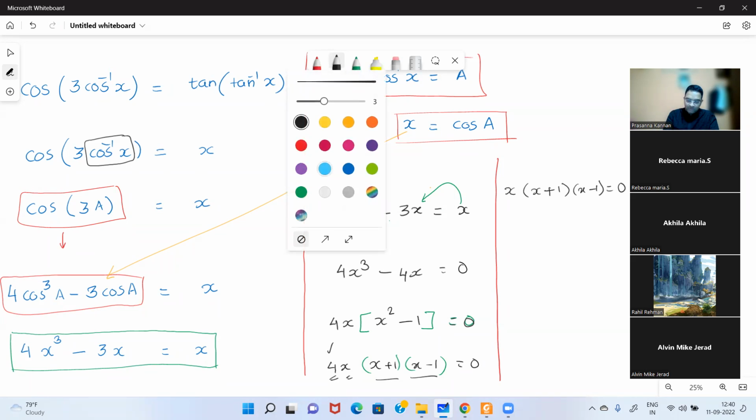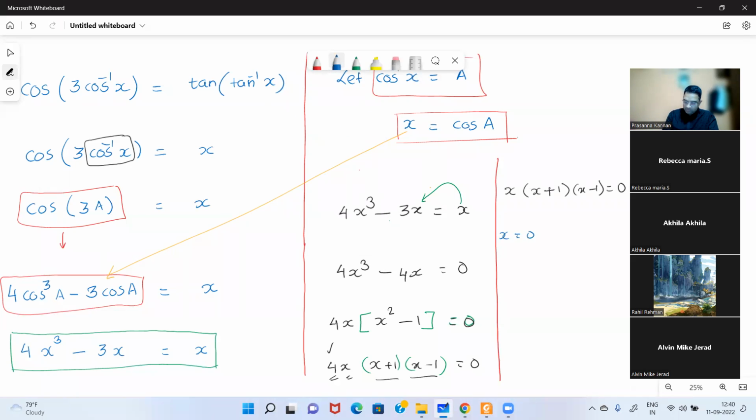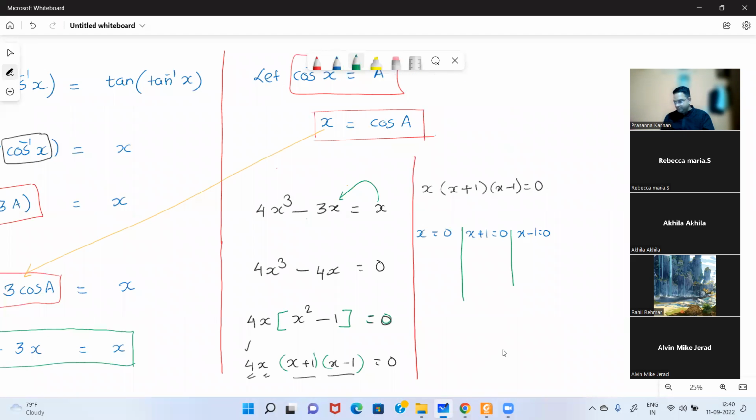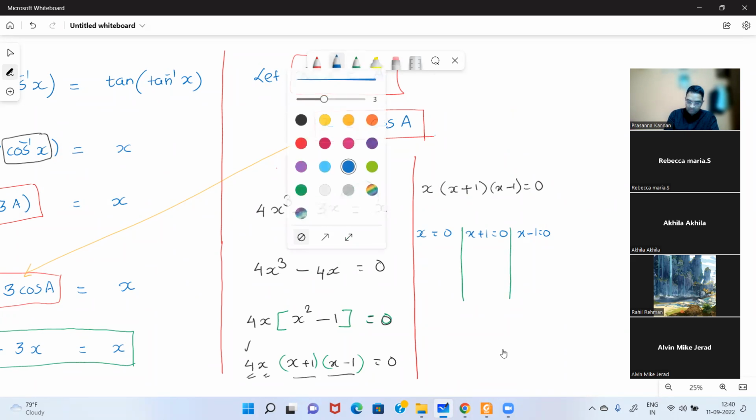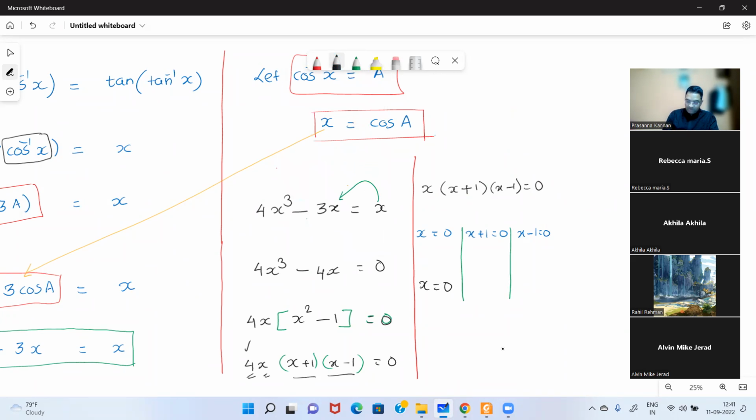Yes, sir. Therefore, the solutions are, so either x can be 0 or x plus 1 can be 0 or x minus 1 can be 0, correct? Yes, sir. So accordingly, the solutions are x equal to 0. x plus 1 equal to 0 means x is equal to what? -1. Yes. Or x minus 1 is 0 means x is equal to 1. Therefore, the possibilities are x can be 0, or it can be -1, or it can be 1.